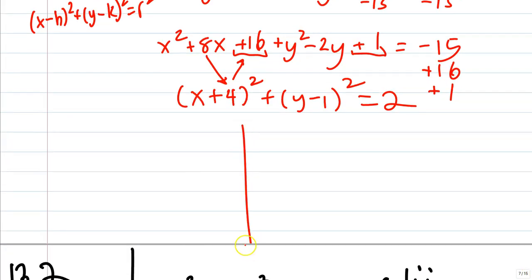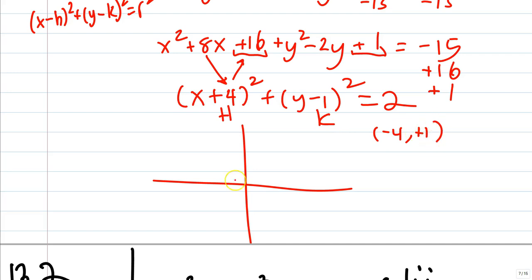Well, it's a circle with a center at -4, +1, and a radius of not 2. Square root of 2. Ain't going to be pretty, 1 point something, but the idea is that the radius will move 1 point something from that center. That's it.